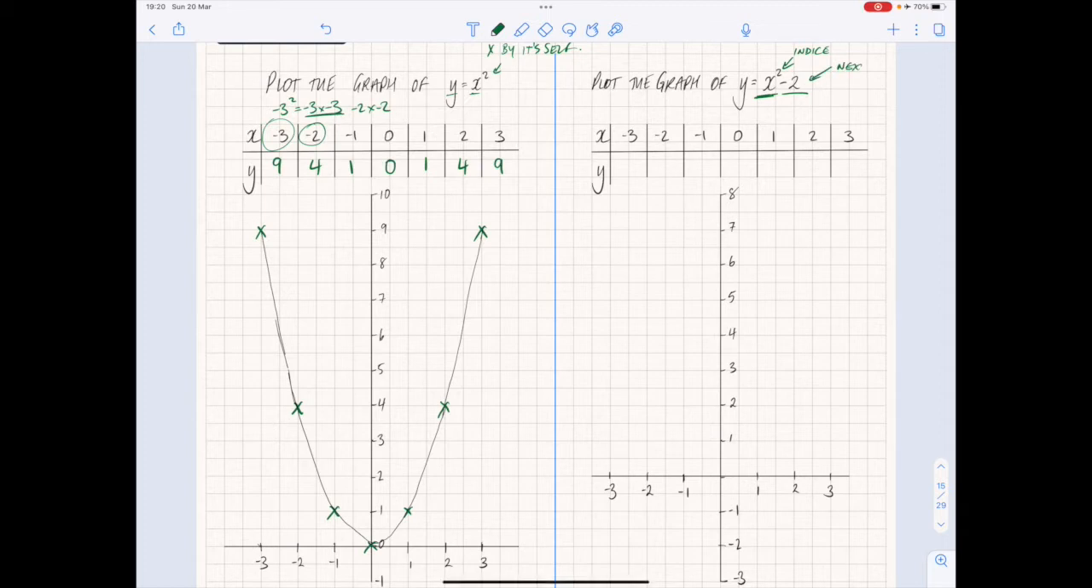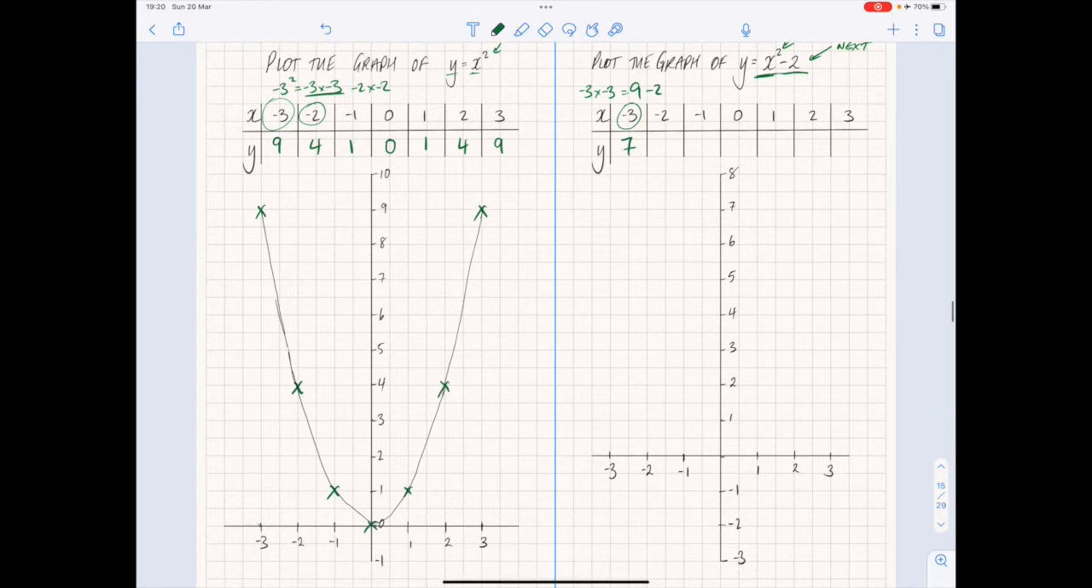Okay, so let's look at the first bit. x is minus 3, so I do minus 3 times minus 3 as I did in the first one, which we know is 9. But now you're subtracting 2, so you take away 2 from 9, gives you 7. Do the same for minus 2. Minus 2 times minus 2 is positive 4. 4 minus 2 is 2. Minus 1 times minus 1 is positive 1. It's 1 minus 2. Now you need to be careful going into negative numbers.